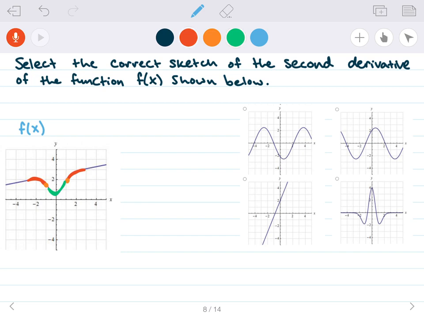Okay, it looks like from approximately x is -3 to x is -1, f double prime of x should lie below the x-axis because it's concave down. So we can automatically eliminate this one because, look, from -3 to about -1, it's above the x-axis, which shouldn't be the case. It should be below. Okay, let's look at choice B, which is this guy.